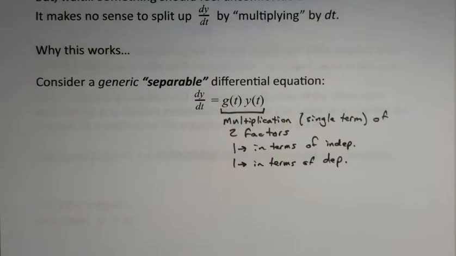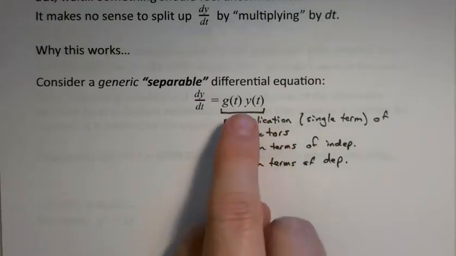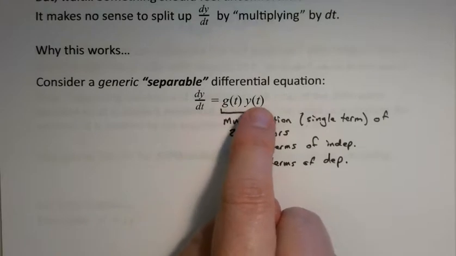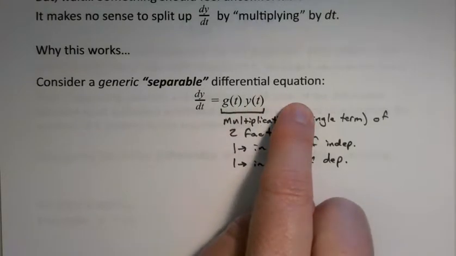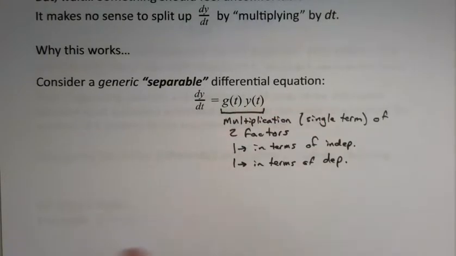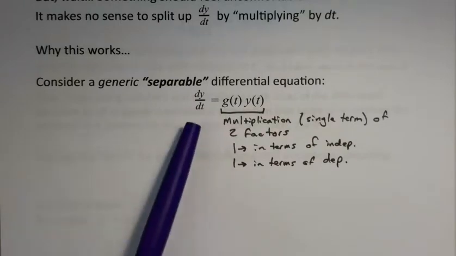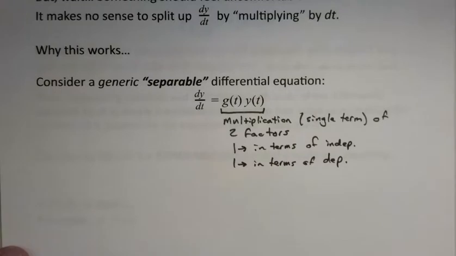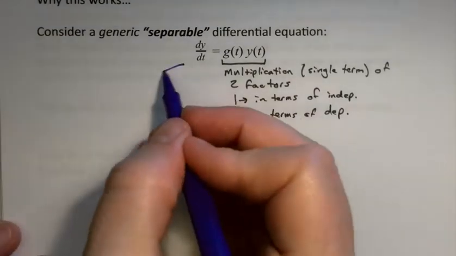Separable differential equations are really, really special. It can't be some function of t times y of t plus 3. If the plus 3 were there, all bets are off. We can't do it. So what we're going to do is take this generic situation and spell it out and see how this works.